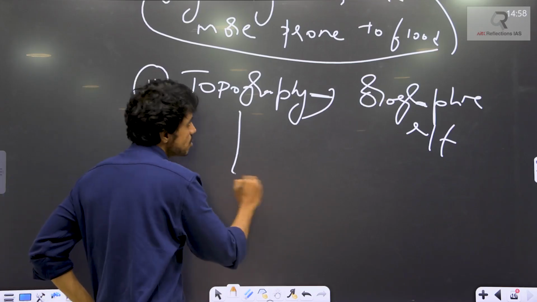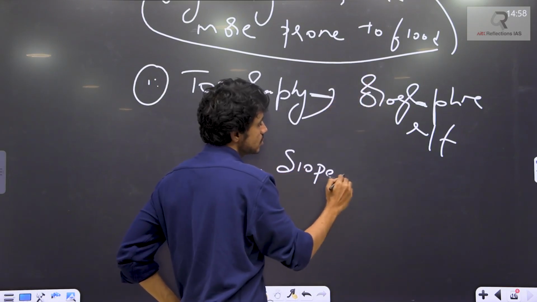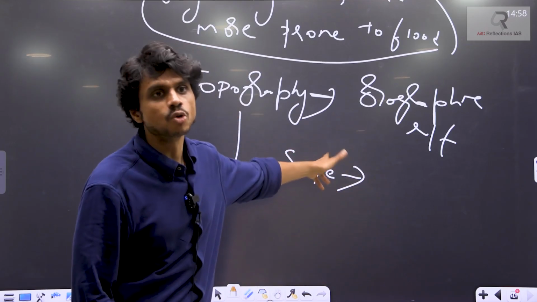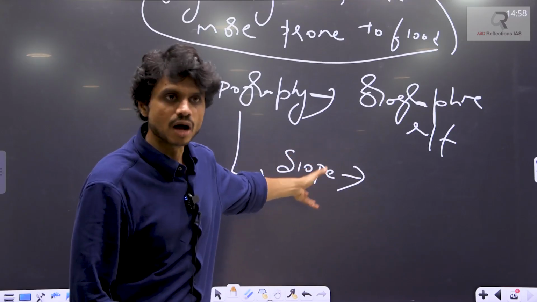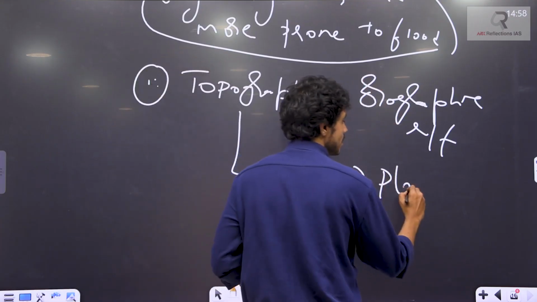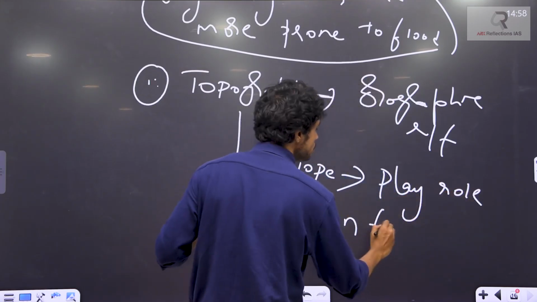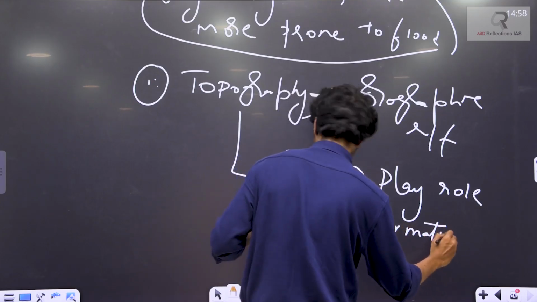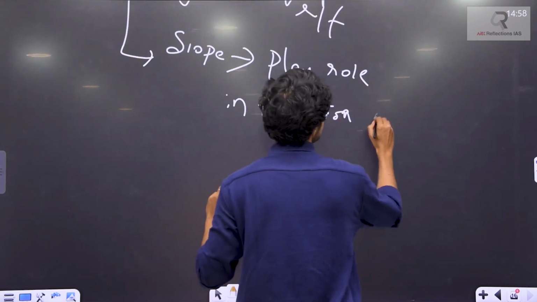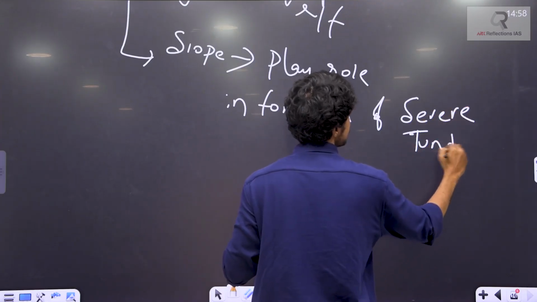Okay. In the same topography, here we are talking about the mountain. Another thing, we can also talk about the slope. Slope playing a role in the formation of the cloudburst. Okay. So the updrafts will not be countered by the downdrafts. Okay. So the slope, they play the role in the formation of, you can write simply, the formation of severe thunderstorm, which is nothing but your cloudburst. Severe thunderstorm.